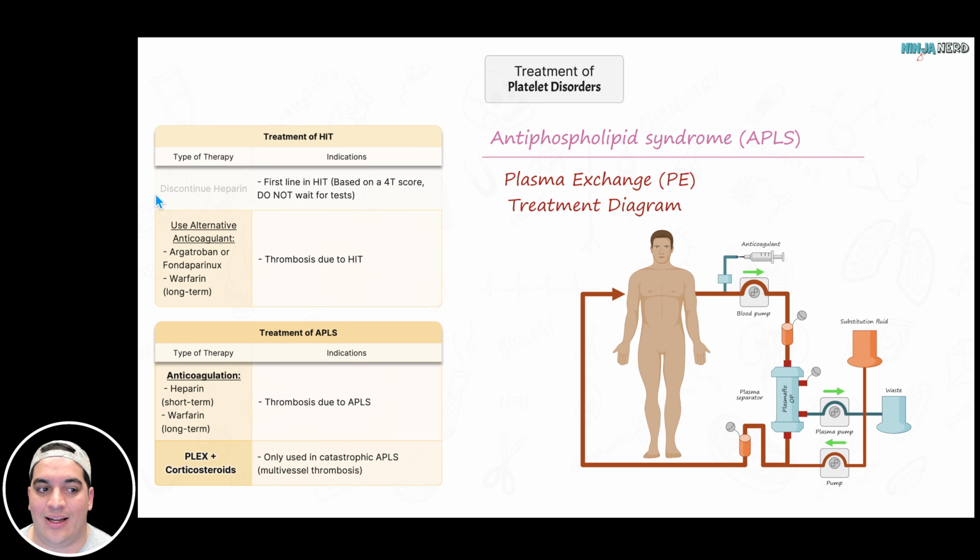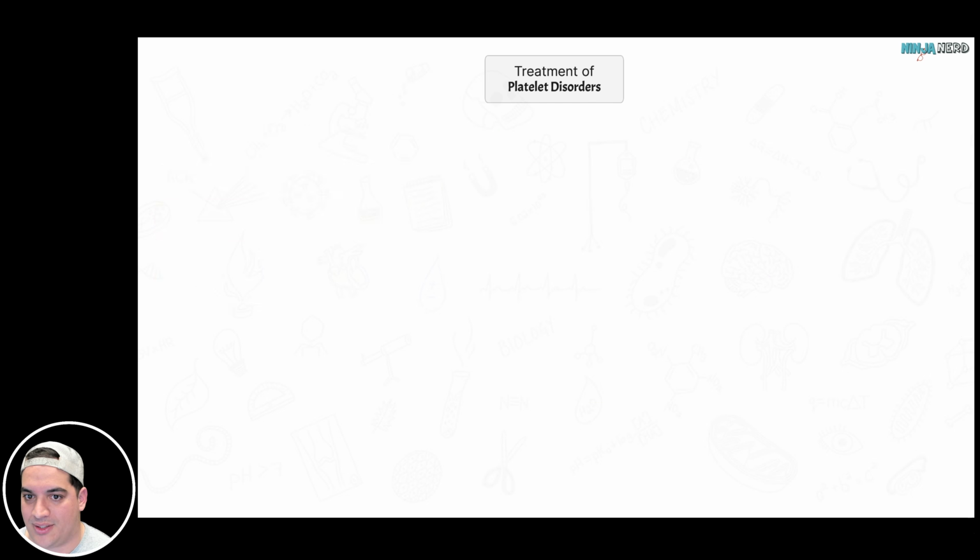So again, HIT: discontinue heparin, give them fondaparinux, argatroban, or bivalirudin, and then switch to warfarin. Antiphospholipid syndrome: heparin short term, then transition to warfarin, potentially for the rest of their life. If they're in a catastrophic state where they have multi-system organ damage from this disease, you do Plex and steroids.